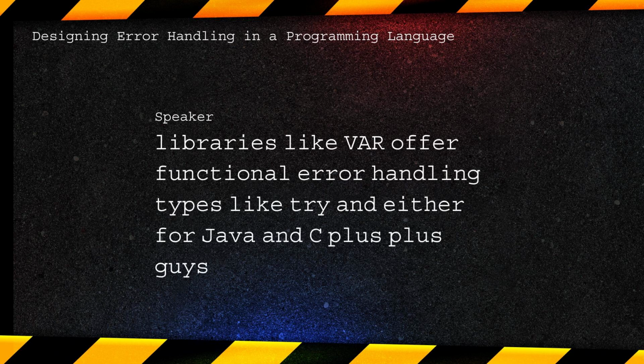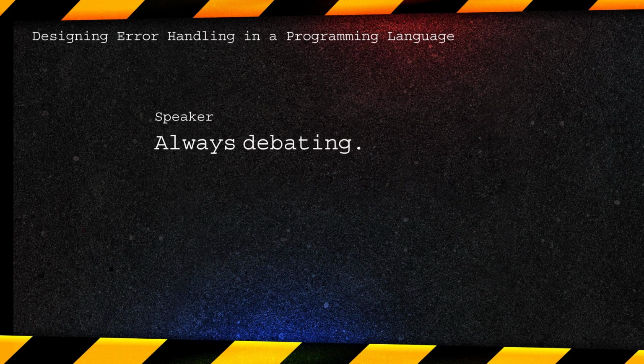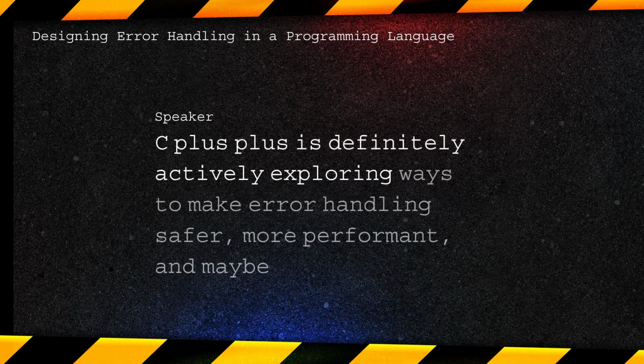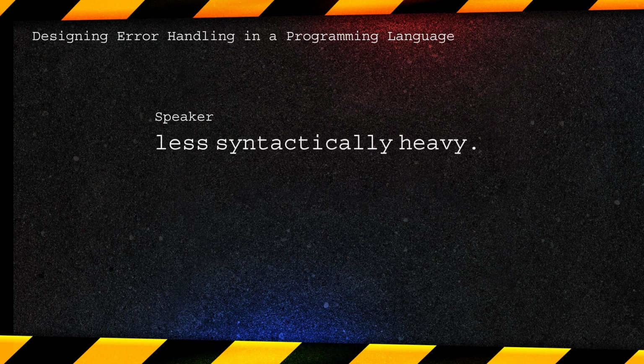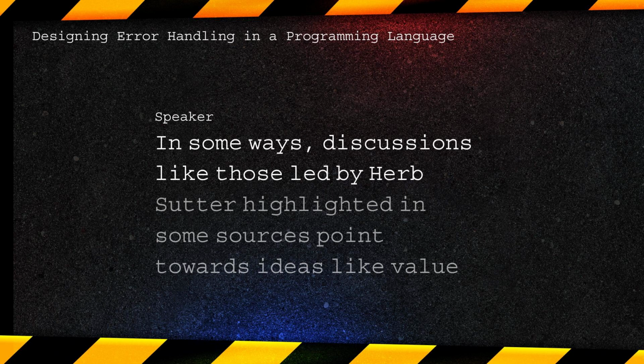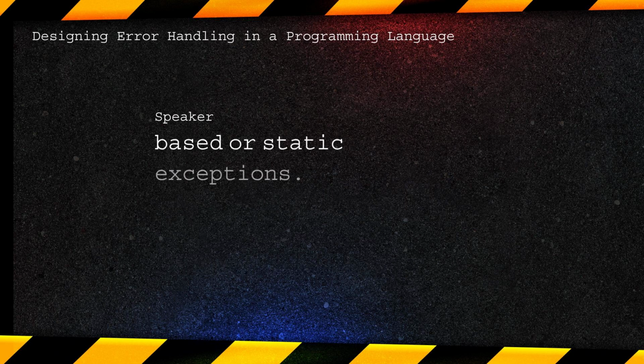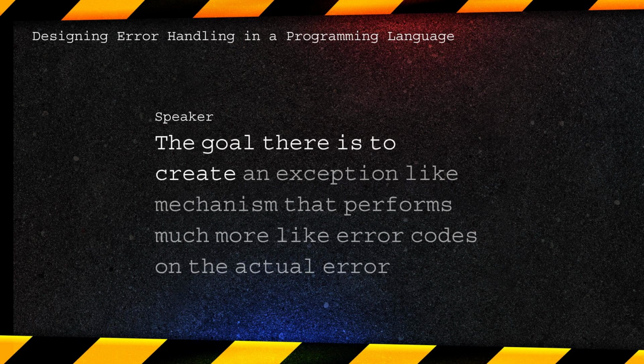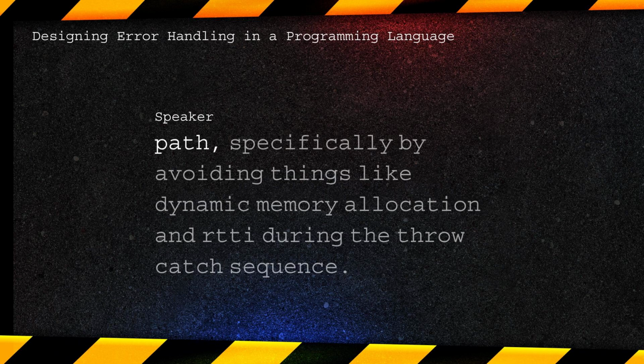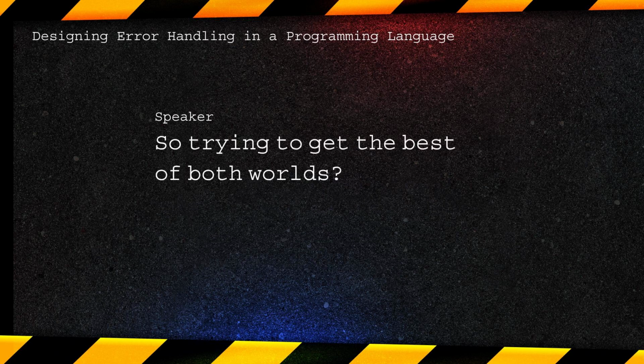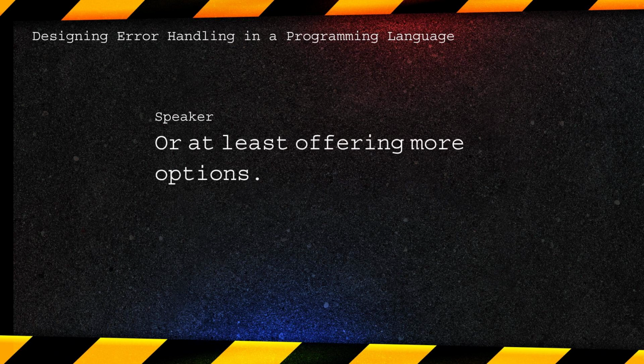Right, and the C++ guys, always pushing boundaries, always debating. C++ is definitely actively exploring ways to make error handling safer, more performant, and maybe less syntactically heavy in some ways. Discussions like those led by Herb Sutter, highlighted in some sources, point towards ideas like value-based or static exceptions. The goal there is to create an exception-like mechanism that performs much more like error codes on the actual error path, specifically by avoiding things like dynamic memory allocation and RTTI during the throw-catch sequence. So, trying to get the best of both worlds. Potentially, yeah, or at least offering more options.